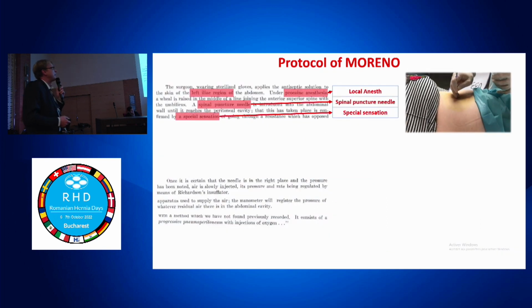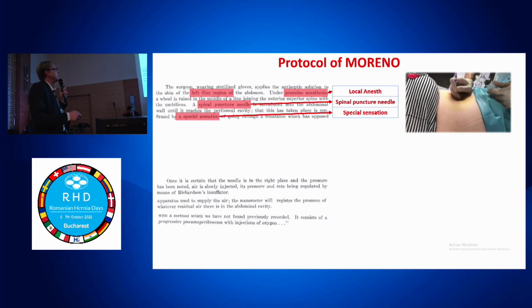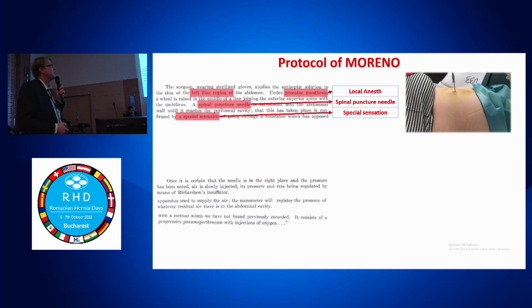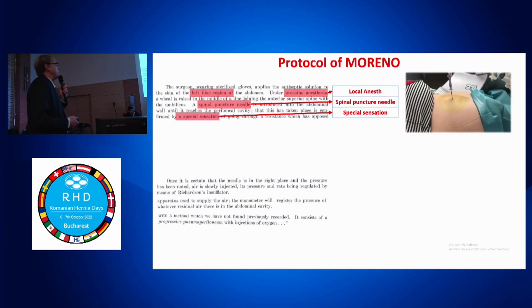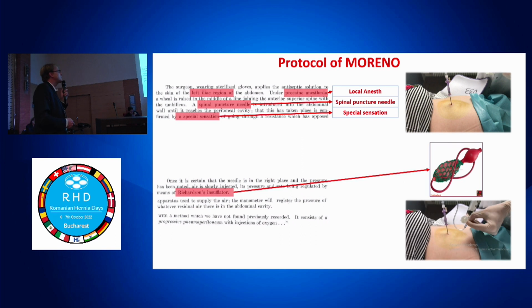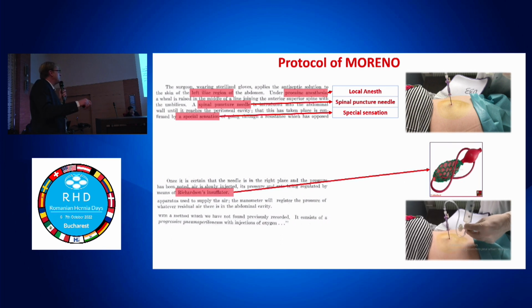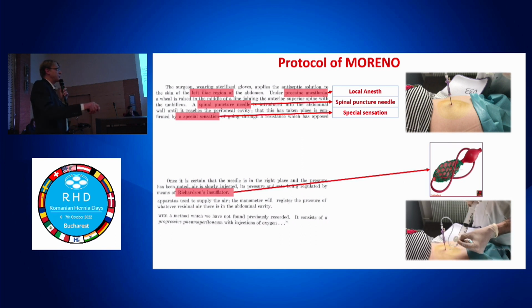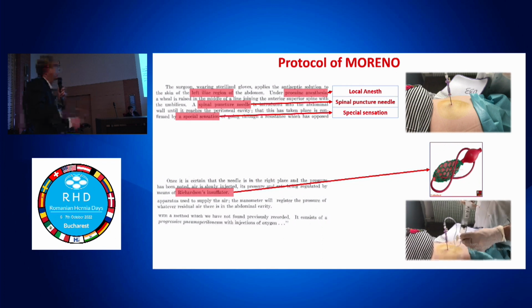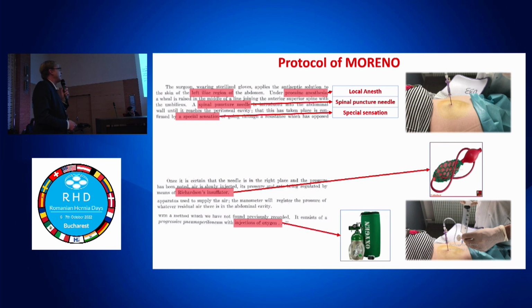And he explained that the procedure should be done under local anesthesia with a spinal puncture needle, and he explained this special sensation when he entered the peritoneum. He also explained that he used a Richardson insufflator. Actually, I use, of course, a syringe with a micropulse filter, but he used that device, and he used oxygen at the beginning.